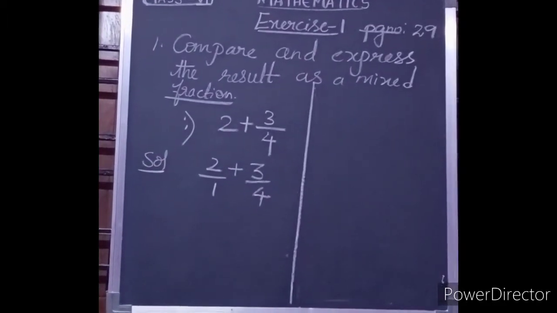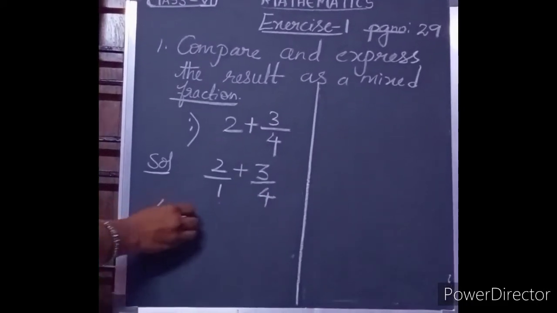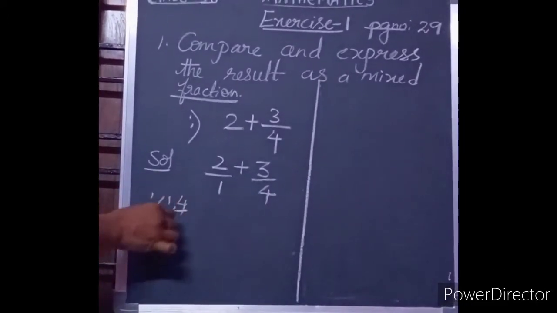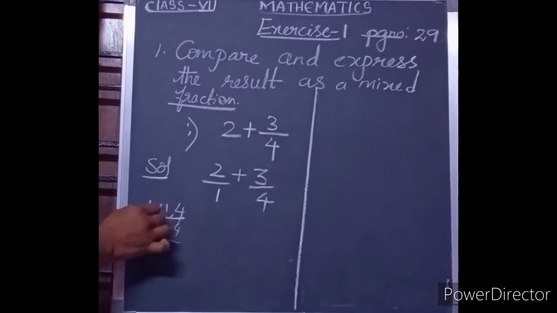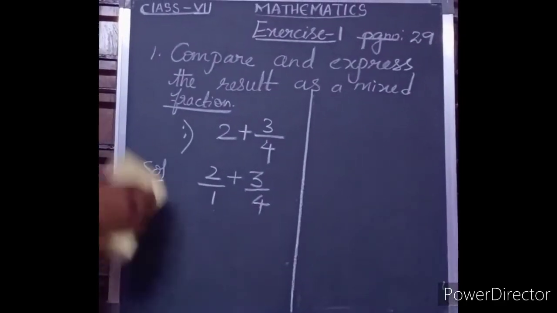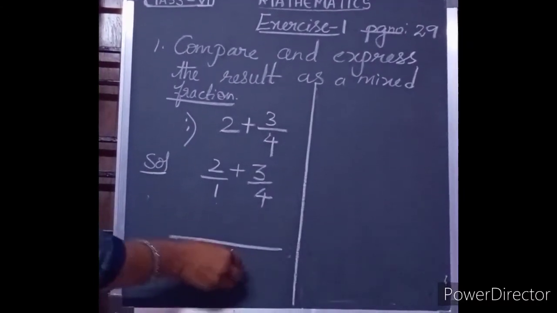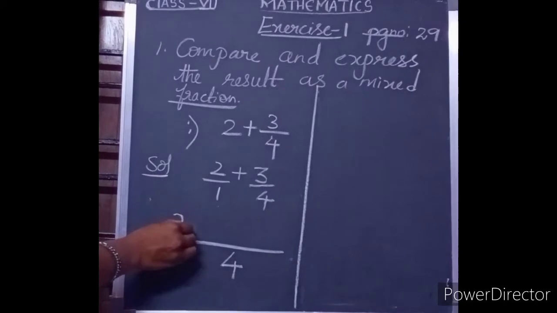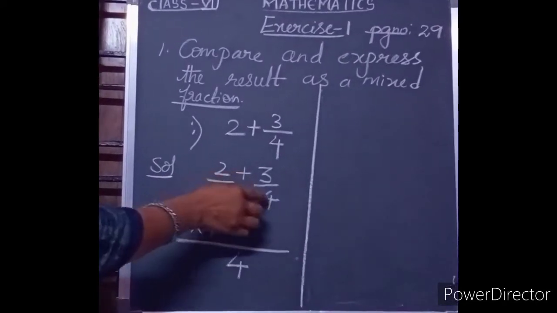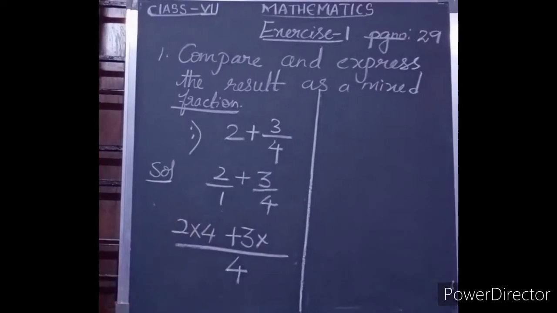Now let us take the LCM of 4 and 1. What will be the LCM of 4 and 1? 1 ones are 1, 4 ones are 4. So 4 is the LCM. Now numerator into LCM, that is 2 into 4 and 3 into 1.